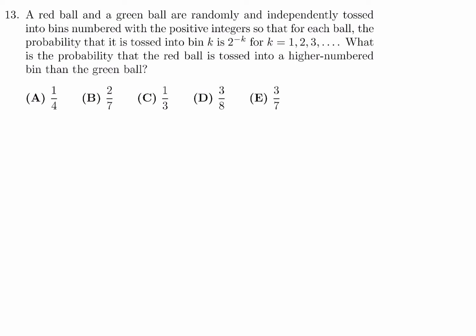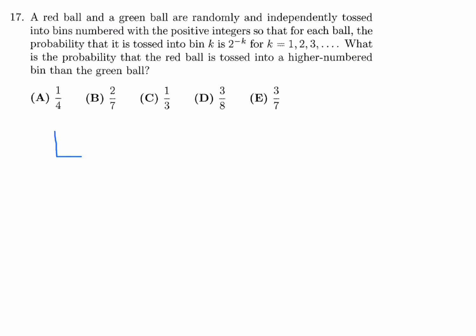A red ball and a green ball are randomly and independently tossed into bins numbered with the positive integers, so that for each ball, the probability that it is tossed into bin K is 2 to the minus K for K equals 1, 2, 3, and so on. What is the probability that the red ball is tossed into a higher numbered bin than the green ball?